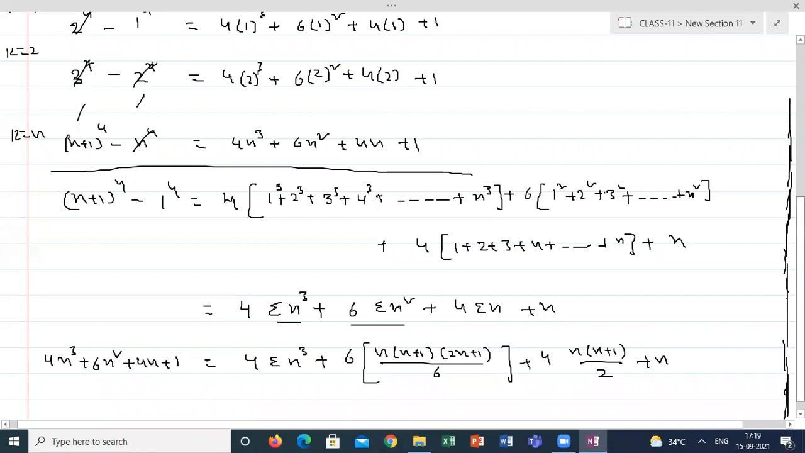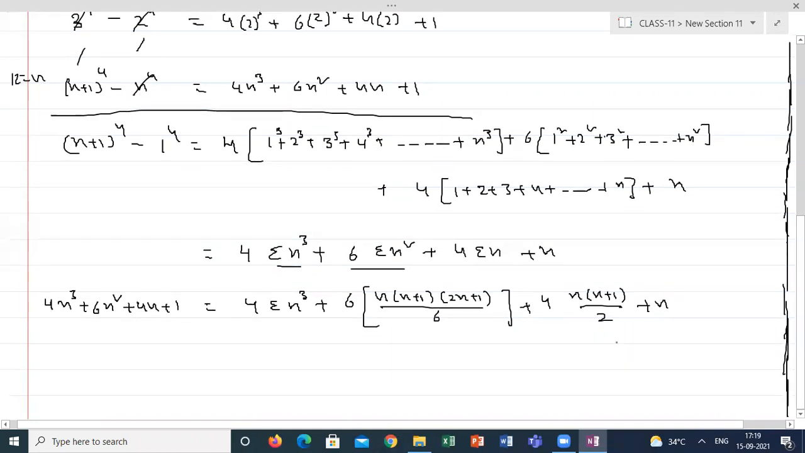So I want 4 sigma n cube. 6 cancel. This will be n into (n plus 1) into (2n plus 1). How much do you get? N into (n plus 1) into (2n plus 1), n into 2n square plus 3n plus 1. This will be 2 times. This is 2n square plus 2n plus n. Solve this question and let me know how much you are getting.